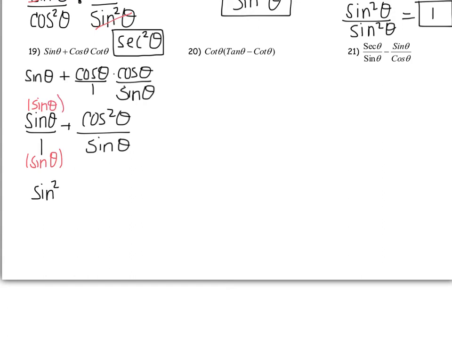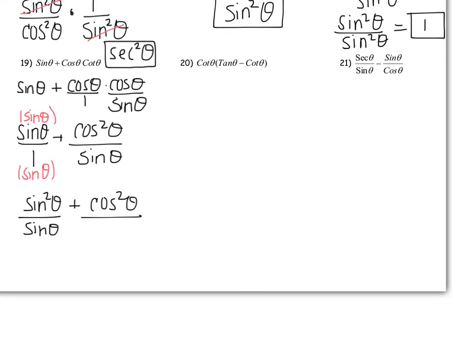Sine squared theta over sine of theta plus cosine squared theta over sine of theta. So now are the denominators the same? Yes. So we leave them the same, and we add the tops. But what's sine squared plus cosine squared? You should be saying 1 from the identities. So your final answer is cosecant theta. Okay, next, number 20.